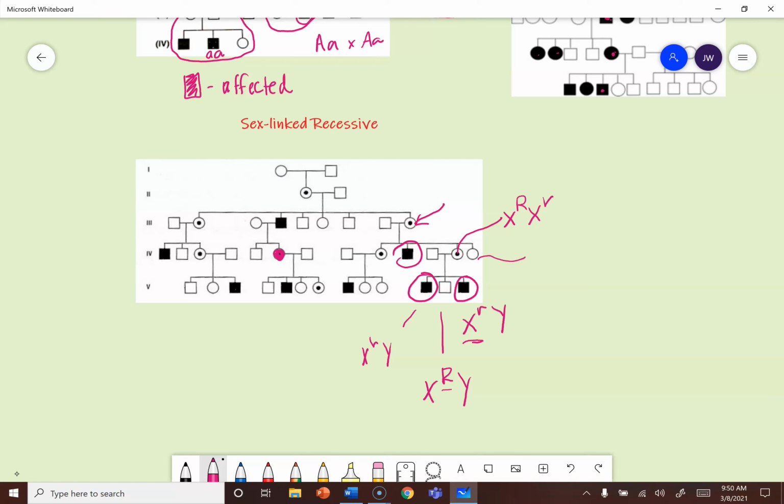This female could be either homozygous or heterozygous. We wouldn't know for sure until we saw her children. This female here, we know that she is heterozygous because she passes it on to her child, and dad is going to have the dominant trait there.